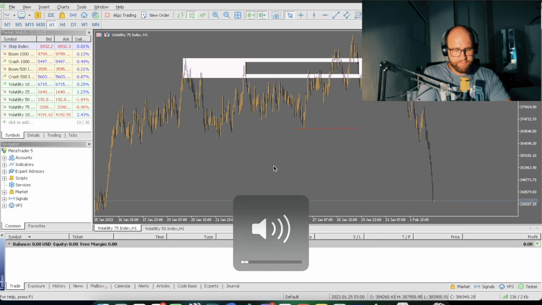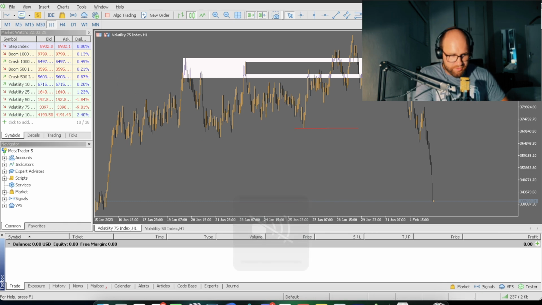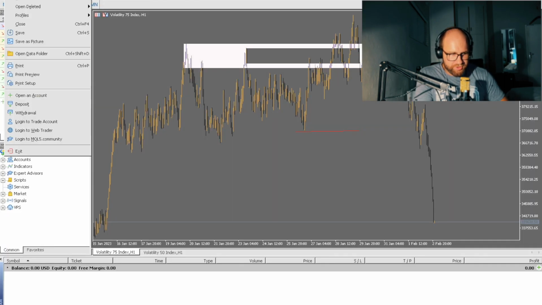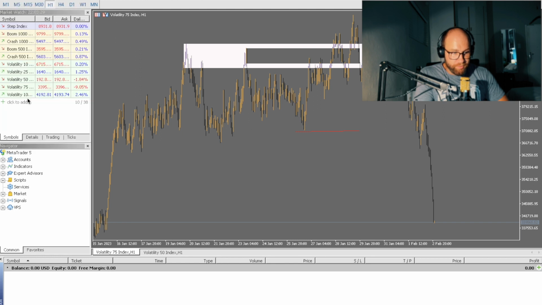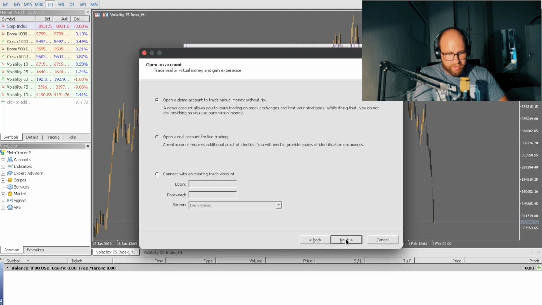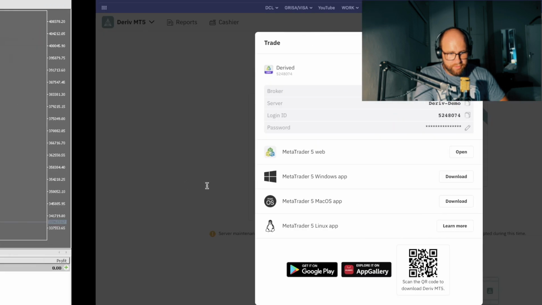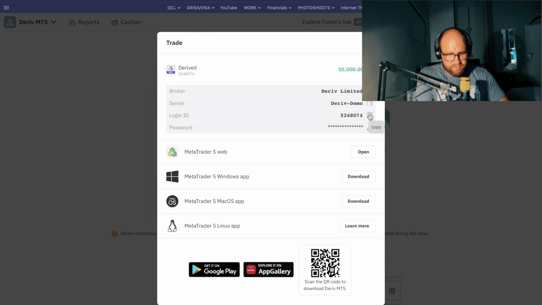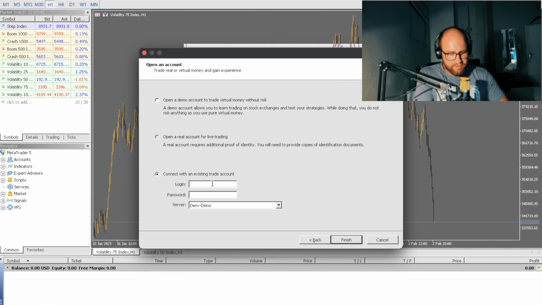That is loud. Cool. Yet again, for those that do not know how to open an account on MetaTrader, we're going to go to File, Open an Account. We're going to go to Deriv. Now, this is a demo account I'm adding, so I'm going to say connect with an existing account. Deriv demo. The login ID is that. I'm just going to copy that there. And then I'm going to do my password. Perfect. We're going to say finish.